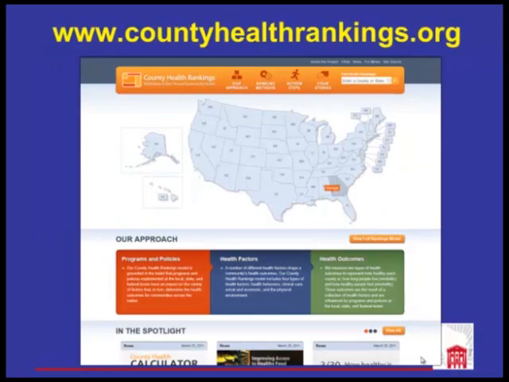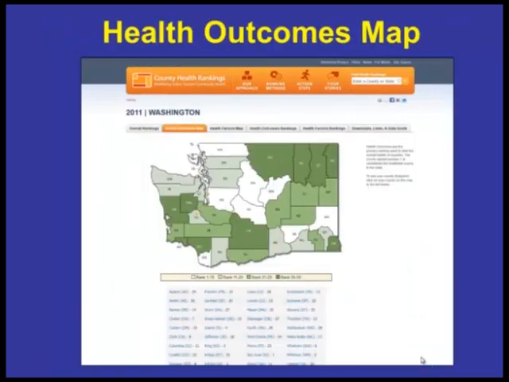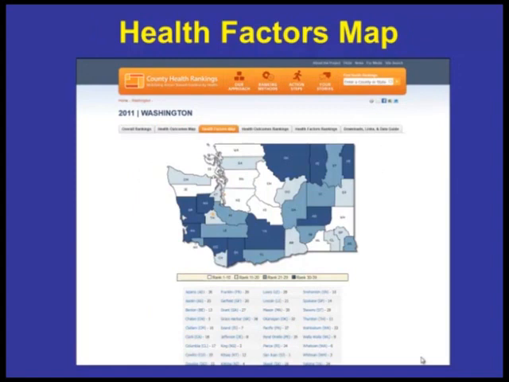And you can drill down on any county in the country and get a snapshot of the health outcomes of those counties. This is the state of Washington and how the various counties rank. And then we also rank every county on the factors that contribute to those outcomes. And you can actually drill down underneath this to see specific data elements that produce those rankings.